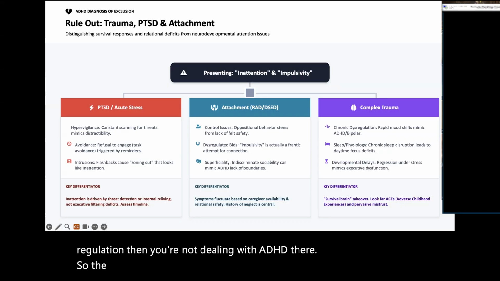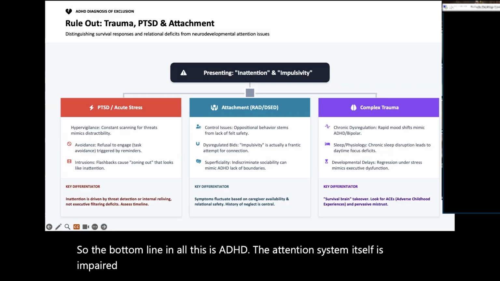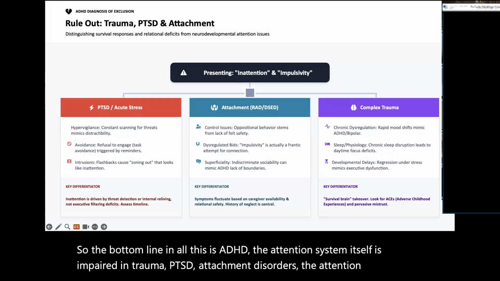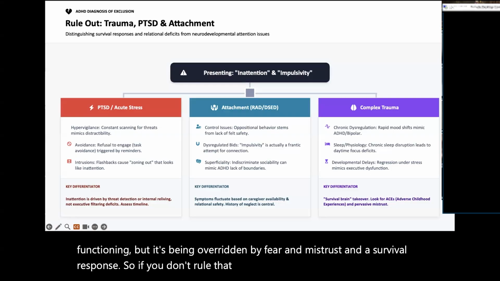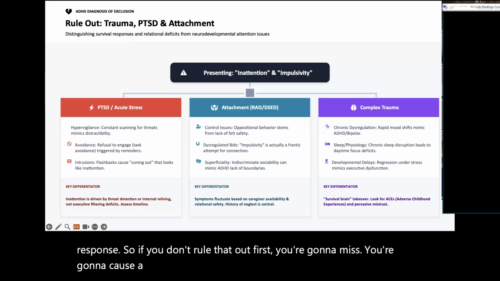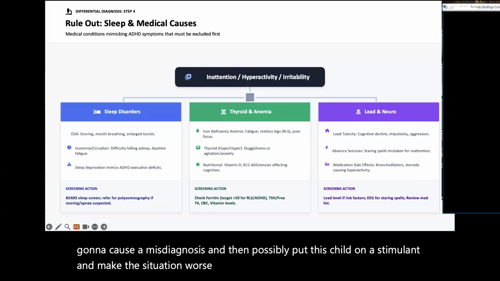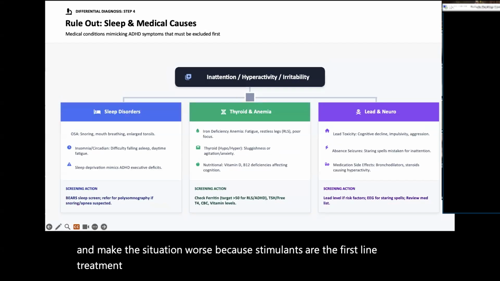So the bottom line in all this is, in ADHD, the attention system itself is impaired. In trauma, PTSD, and attachment disorders, the attention system is functioning, but it's being overridden by fear and mistrust and a survival response. If you don't rule that out first, you're going to cause a misdiagnosis and then possibly put this child on a stimulant and make the situation worse, because stimulants are the first line treatment for ADHD.